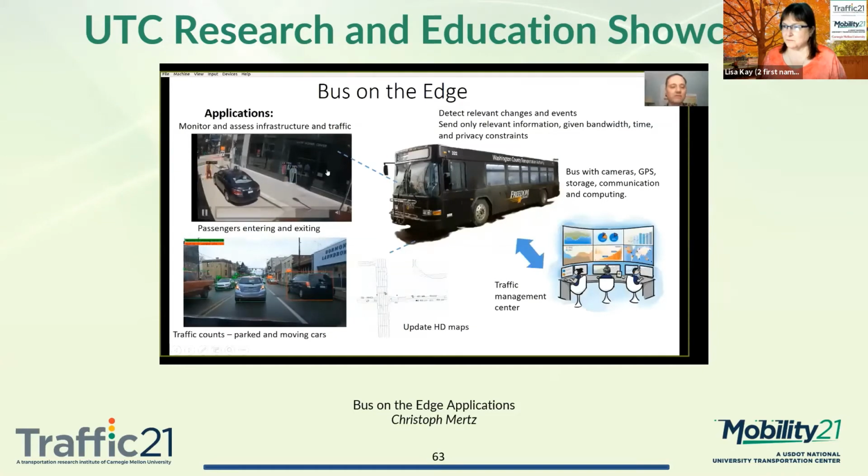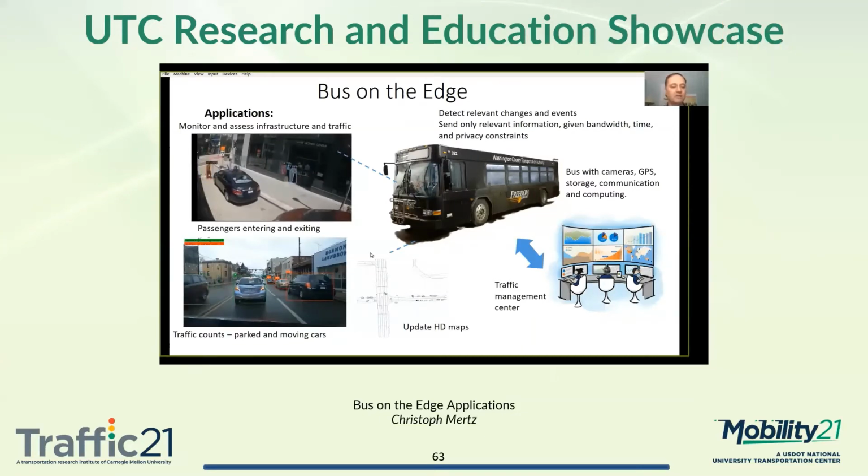On the left here, you see how we track people and determine if they're coming in and out of the bus. So we can find out where exactly bus stops are, how many people get in and out at each bus stop. Or in the lower video here, we're counting traffic, both parked cars and moving cars. So you can see how bad the traffic is, and also how many parking spots are available.